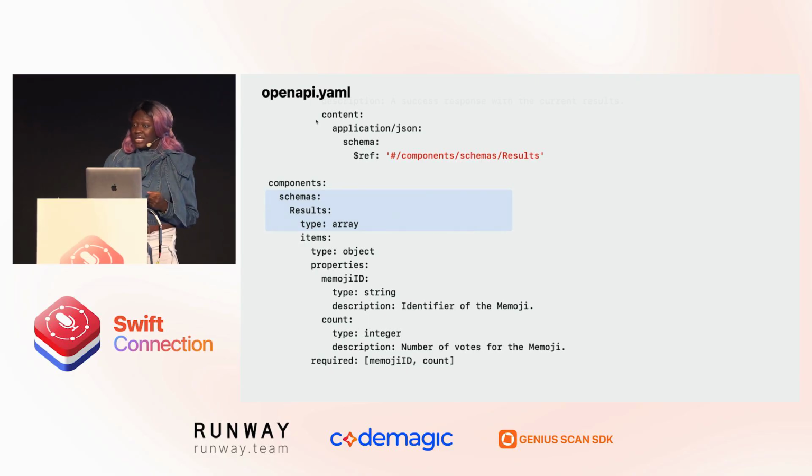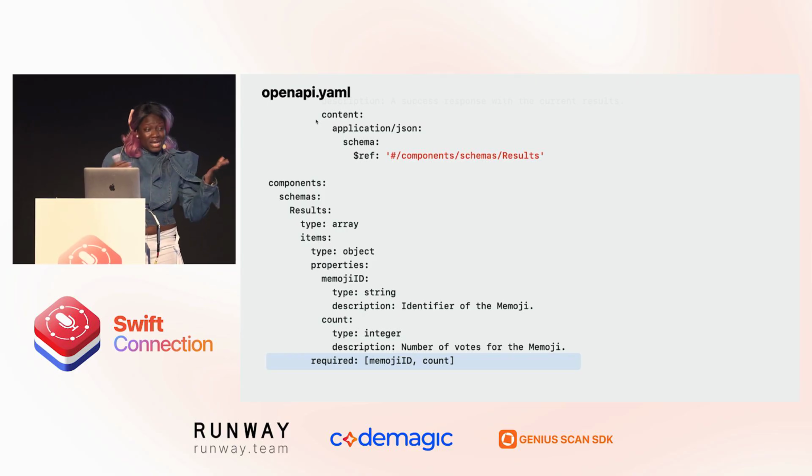And each memoji contains 2 properties: memoji ID, which is a string representing the identifier of a memoji, and count, which is an integer representing the number of votes that is received for that memoji. Both memoji ID and count are required fields, which means they must be present in each object. Okay, so now our OpenAPI document is defined.